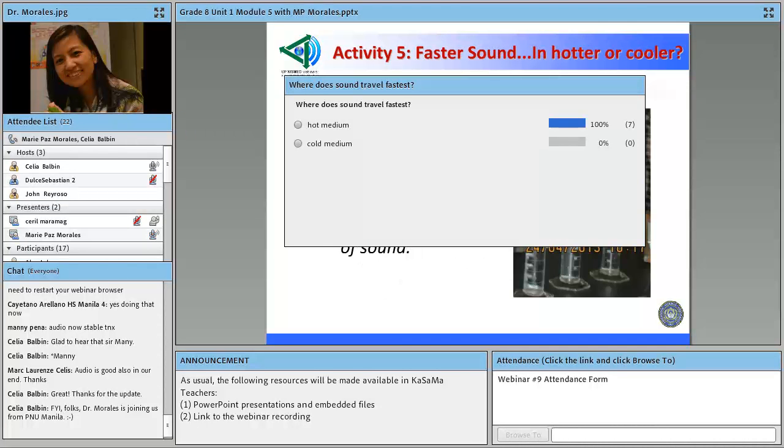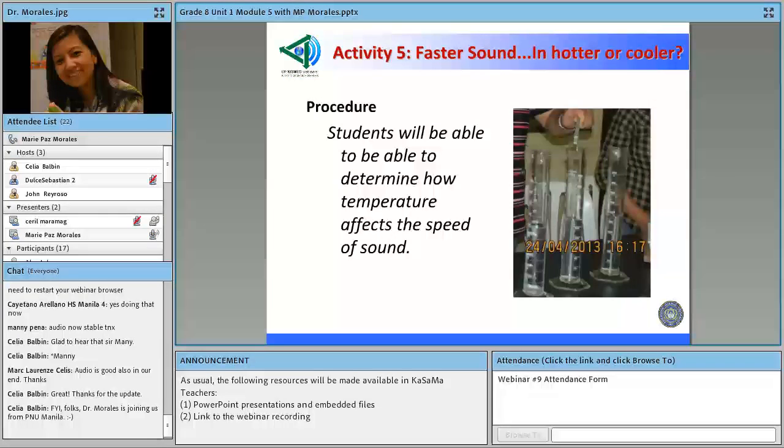This will be our setup. There are 3 graduated cylinders. One precaution is that this must be done in a quiet room once again. You should ask your students to focus on the pitch rather than the loudness. And as you can see, the air column must be constant in all the 3 cylinders. Okay? One of the cylinders will be filled with tap water.